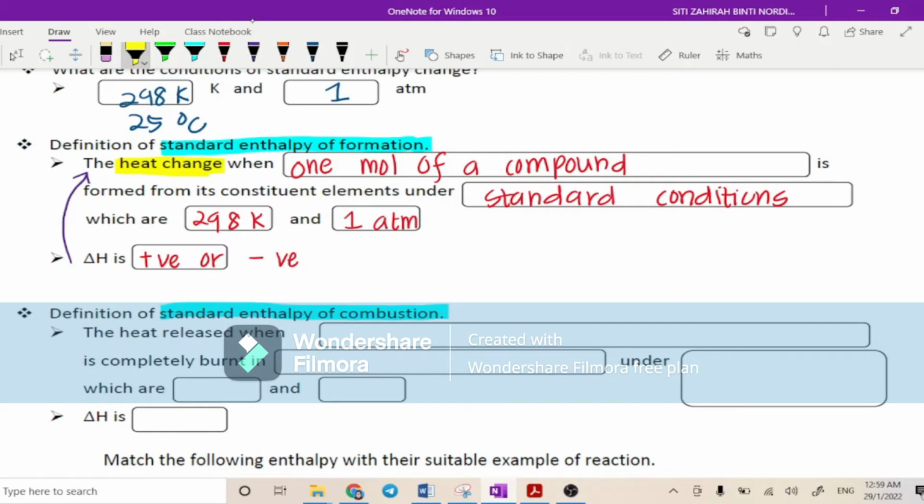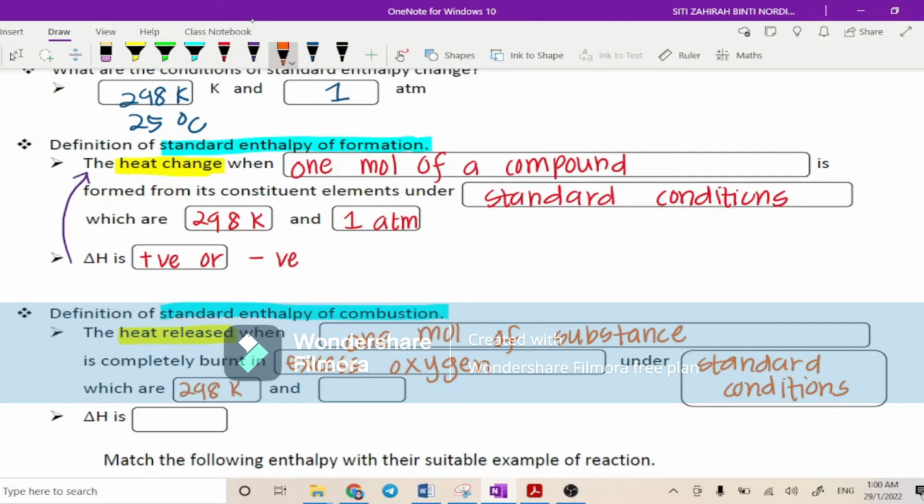But for the standard enthalpy of combustion, it is the heat release. You must highlight this word. When 1 mole of substance is completely burnt in excess oxygen under standard conditions. Again, you must state what the conditions are, which are 298 Kelvin and 1 atm.